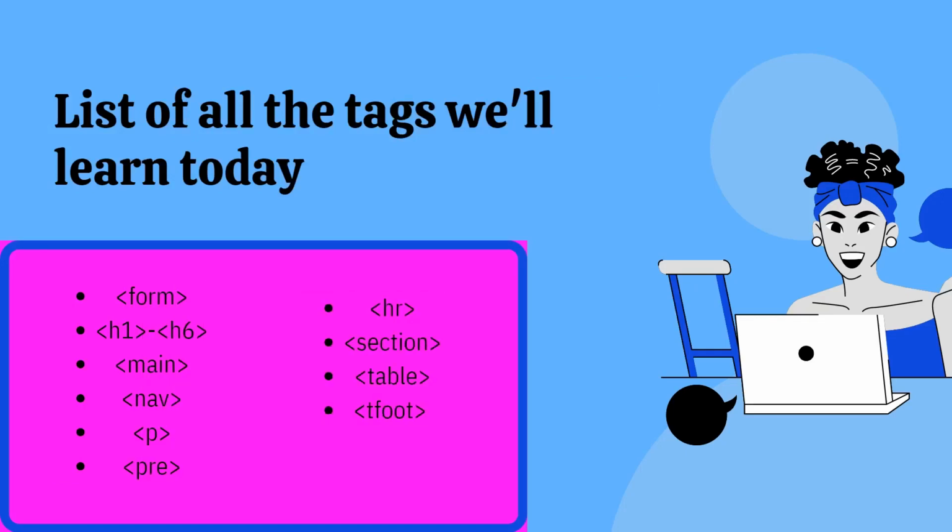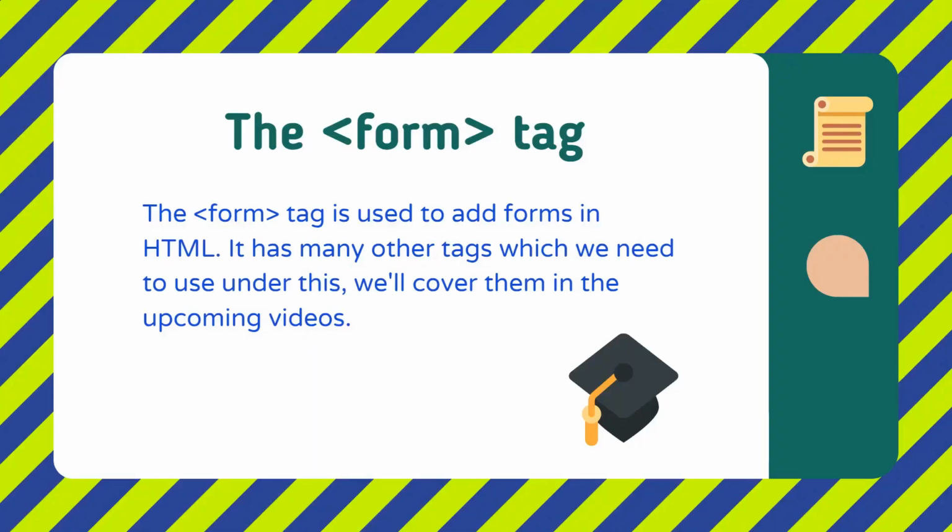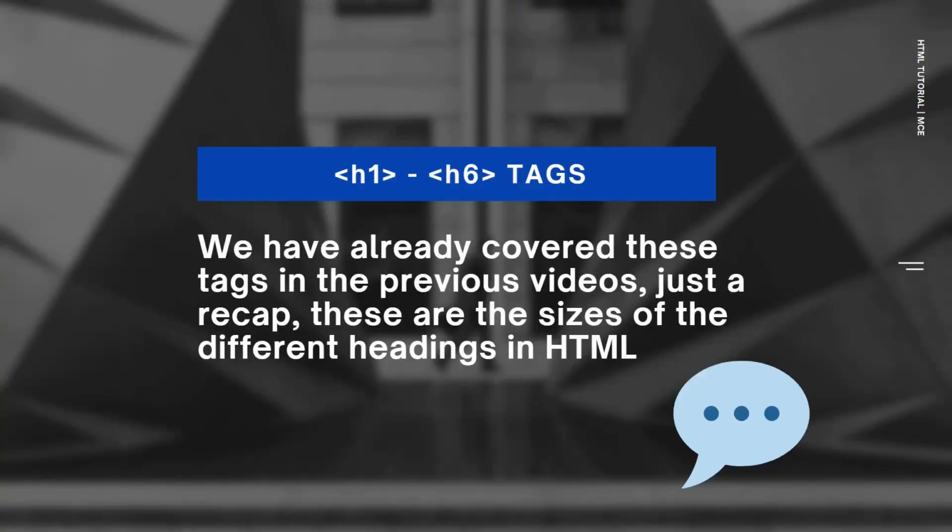This is the list of tags that we'll be learning today: form, h1 to h6, main, nav, p, pre, hr, section, table, and tfoot. The form tag is basically used to create forms in your website. When you visit a website, you see the contact us page or any other page which has a form that's made using the form tag. I'll make a separate detailed video on how to make a proper styled form with all the proper fields and everything.